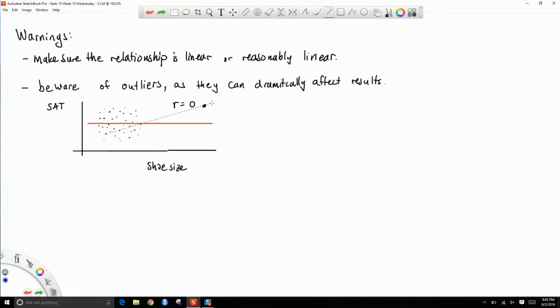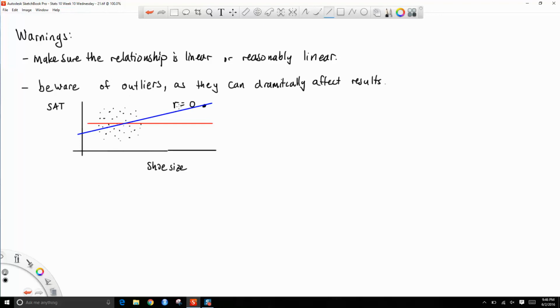is maybe there's a trend between shoe size and SAT or something like that. Okay, so the presence of such an outlier can influence this, and the value of correlation.